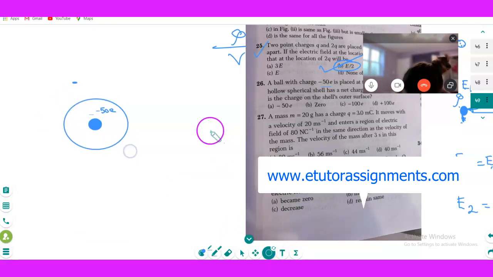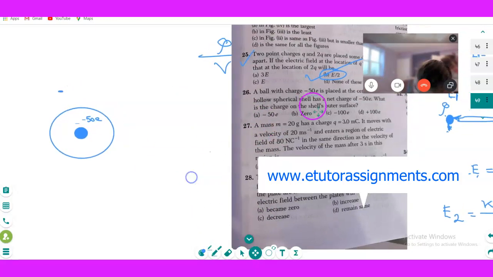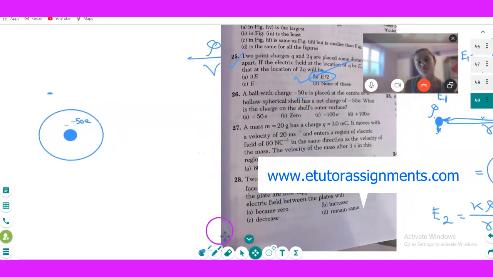See, again, it is there, correct? So a 50e charge is placed at the center of a hollow spherical shell, and the shell has a net charge of minus 50e. What will be the charge on the shell's outer surface?